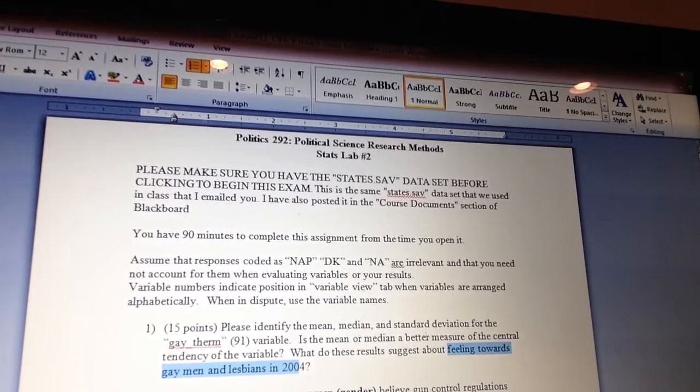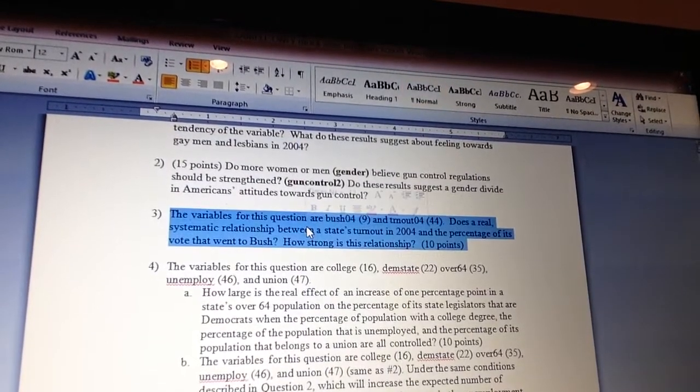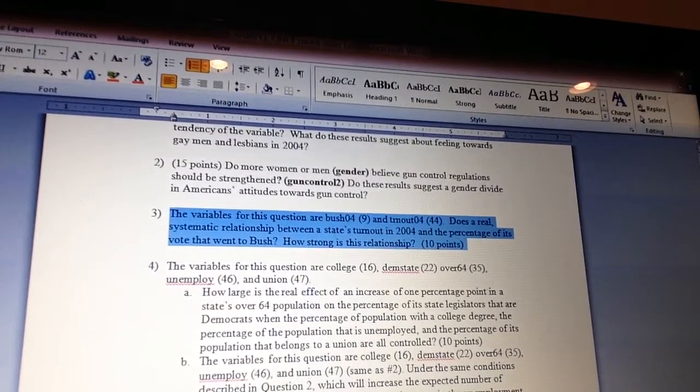Question 3. Scroll down here so I know you can see. The variables for this question are Bush 04 and Turnout 04. So we're back on the states data set. Is there a real systematic relationship between a state's turnout in 2004 and the percentage of its vote that went to Bush? How strong is this relationship? When I ask you about a real systematic relationship between two variables, that is a correlation. All right, I want you to show me that you can do a correlation.